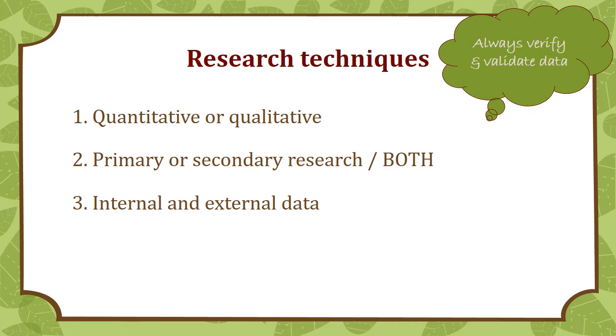Now that you know what your objectives are, what you're trying to find out, as well as the categories of information that you need to complete your research, you now need to know, how will I do it? What kind of techniques or tools do I have in order to complete this research? Now here we have these opposites. We have quantitative or qualitative, primary, secondary, internal, and external.